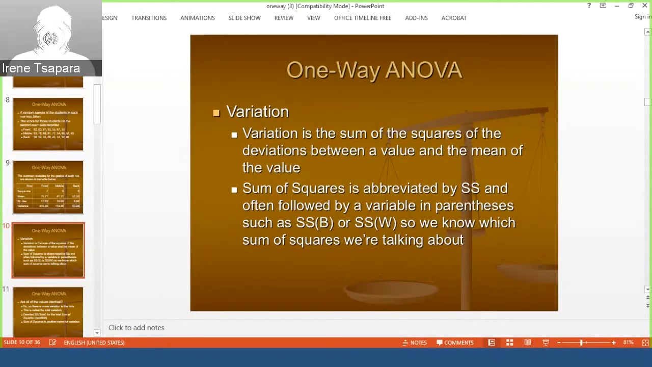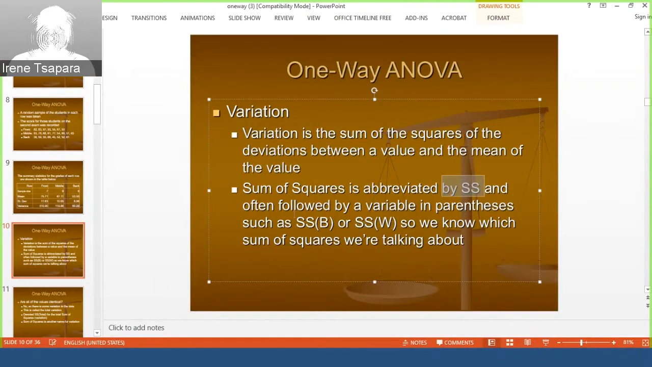Variation is the sum of squares of the deviations between a value and the mean of the value. Sum of squares is abbreviated by SS. Now, right here, we get this awkward notation that I talked about earlier today. We have the SSB, that is actually the sum of squares between, and SSW, that is the sum of squares within.